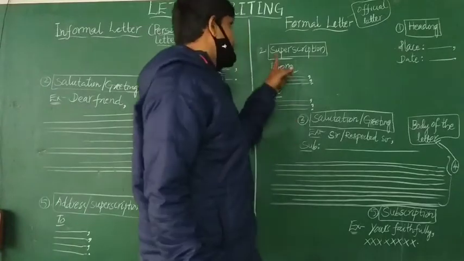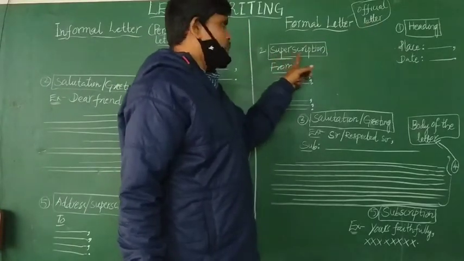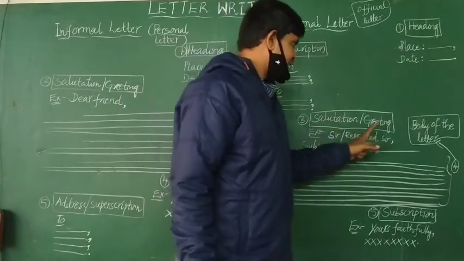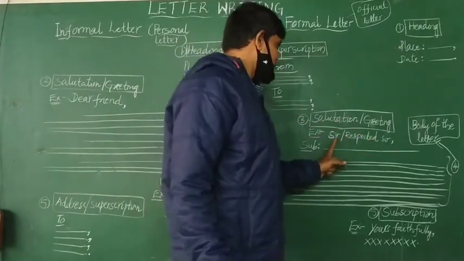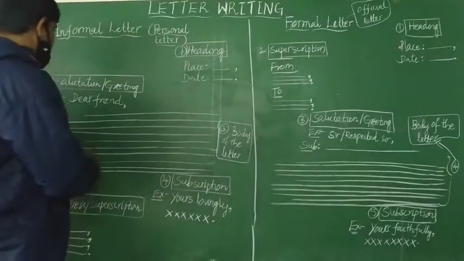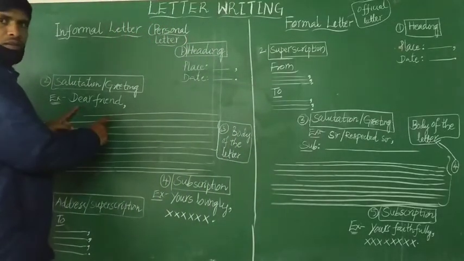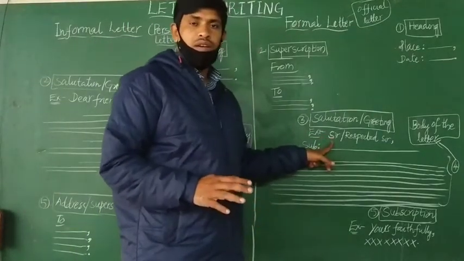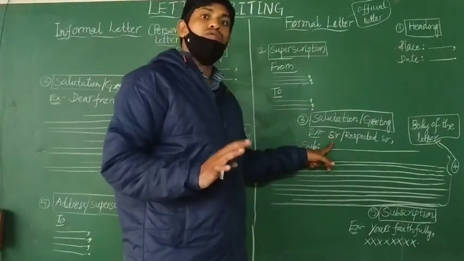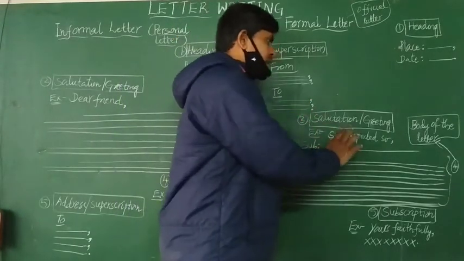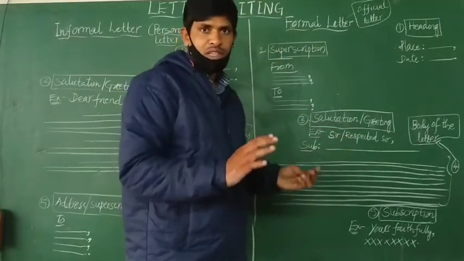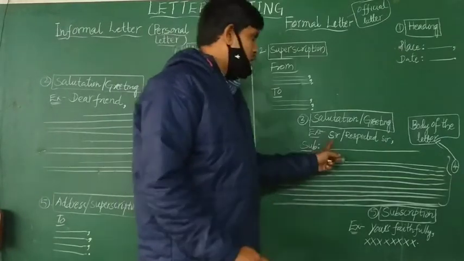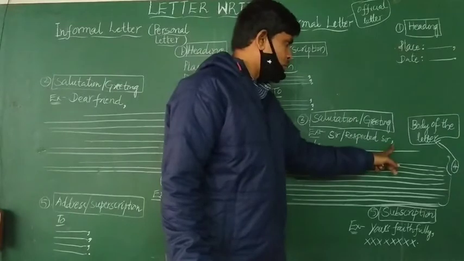Right, first one heading, second one superscription, next third one salutation or a greeting. In the informal letter the salutation is "dear friend" we have to write, but here don't write "dear sir", that is the informal way. So here we have to write "respected sir" or "sir" or "madam". So after the salutation we have to keep a comma.